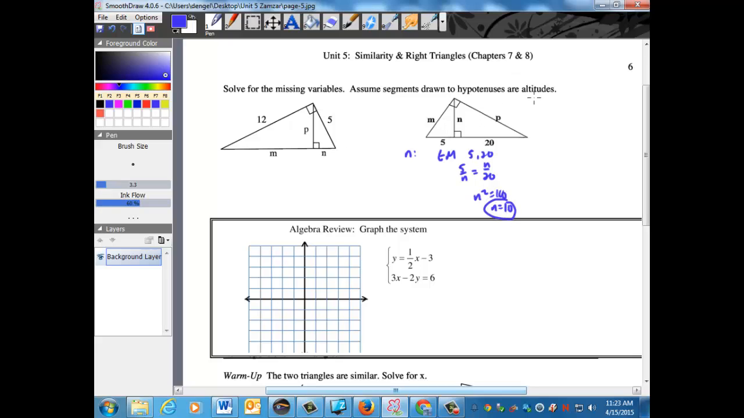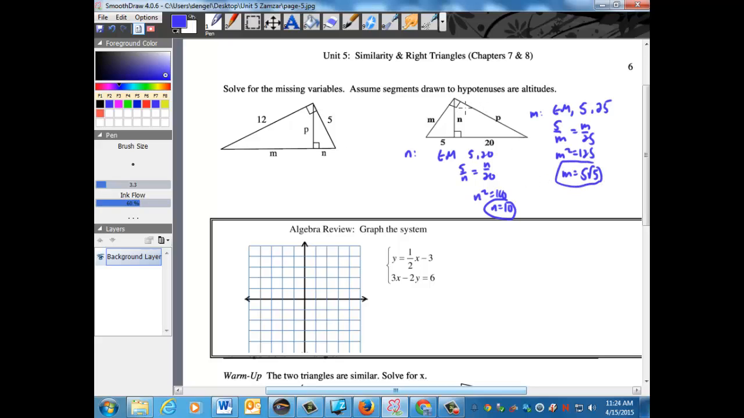Alright, m is a leg, so to find the leg, it's a part-whole. We take the GM of 5 and 25. So 5 over m equals m over 25. m squared equals 125. m equals 5 rad 5.